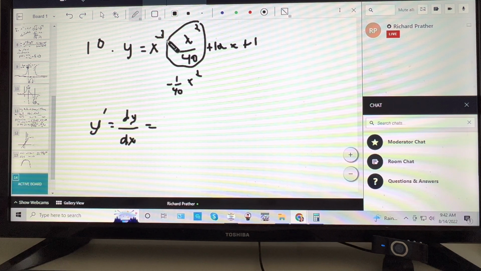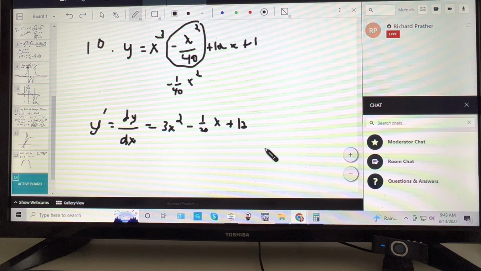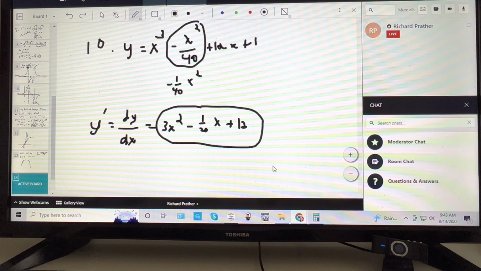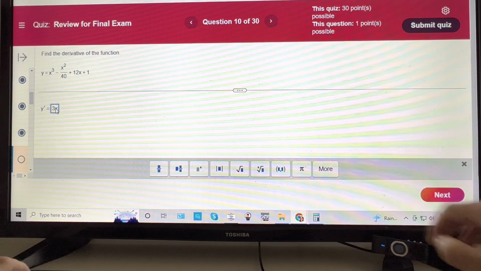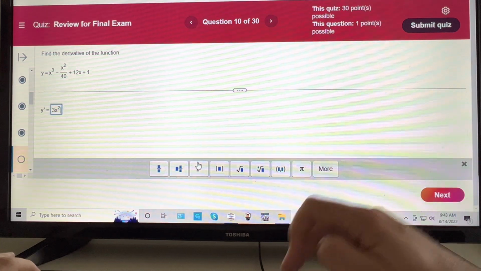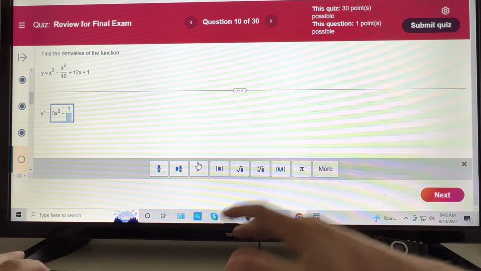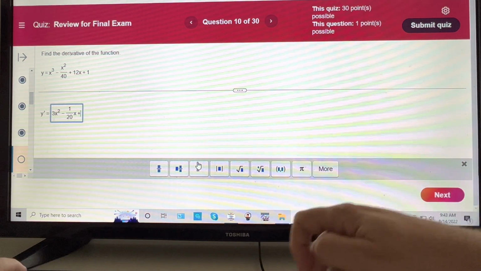So the derivative of x cubed is 3x squared. Then here you would do 2 times negative 1/40th, which would be negative 2/40ths, or negative 1/20th if you reduce. X to the first power. The derivative of 12x is 12, and the derivative of 1 is nothing. So that's just straight power rule right there to review that. 3x squared minus 1/20th x plus 12.